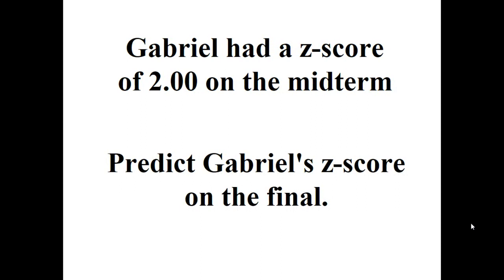Now let's do another problem, but this time I'm going to stop and ask you to work along as we go. For this problem, the correlation of midterm grades and final grades is 0.40. Now this is not the same class that Isabel took. This is another class. Gabriel had a z-score of 2 on the midterm. So here's what we want you to do. Predict Gabriel's z-score on the final.